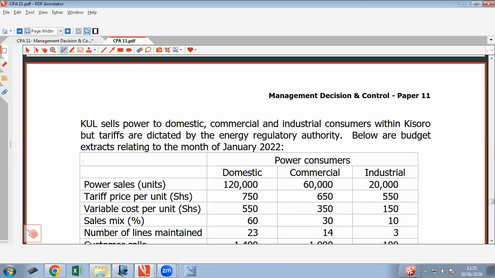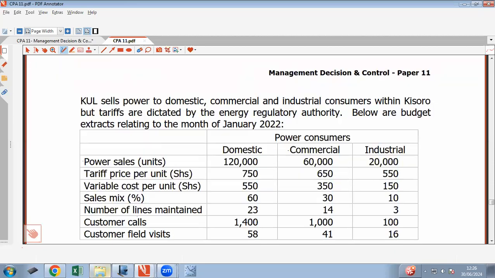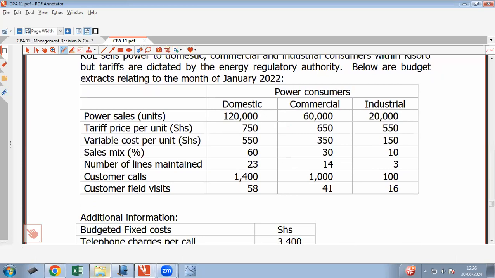Cool sells power to domestic, commercial, and industrial customers within Kisoro, but tariffs are indicated by the Energy Regulatory Authority. Below are budget extracts relating to the month of January. So we have power customers: domestic, commercial, and industrial, right? Power sales, this is not much different from what we covered. Instead of products, we are putting customers, only here it's now CPA, right? So we have power in sales units, and we have tariff price, which is like the selling price.